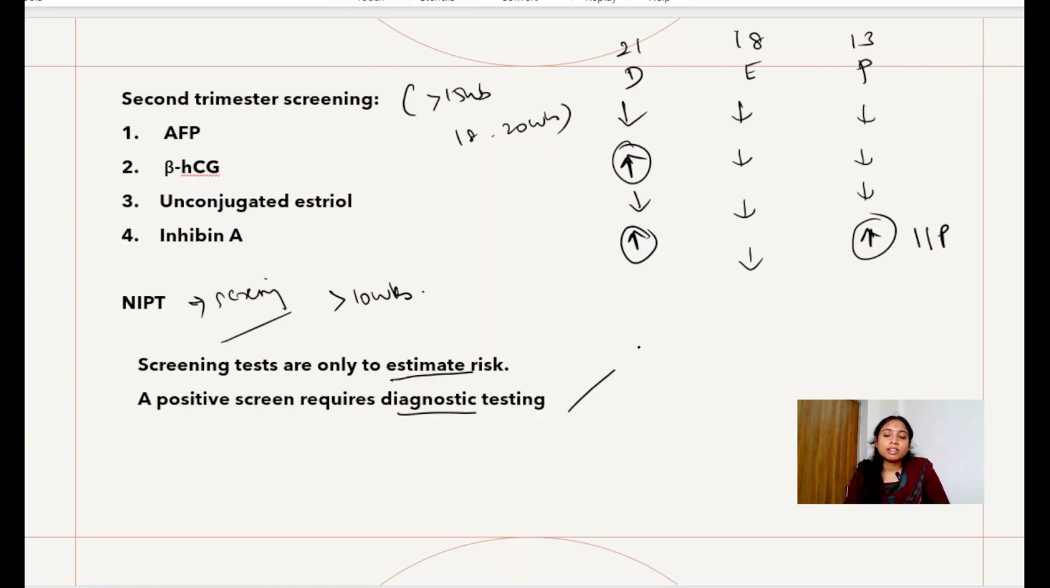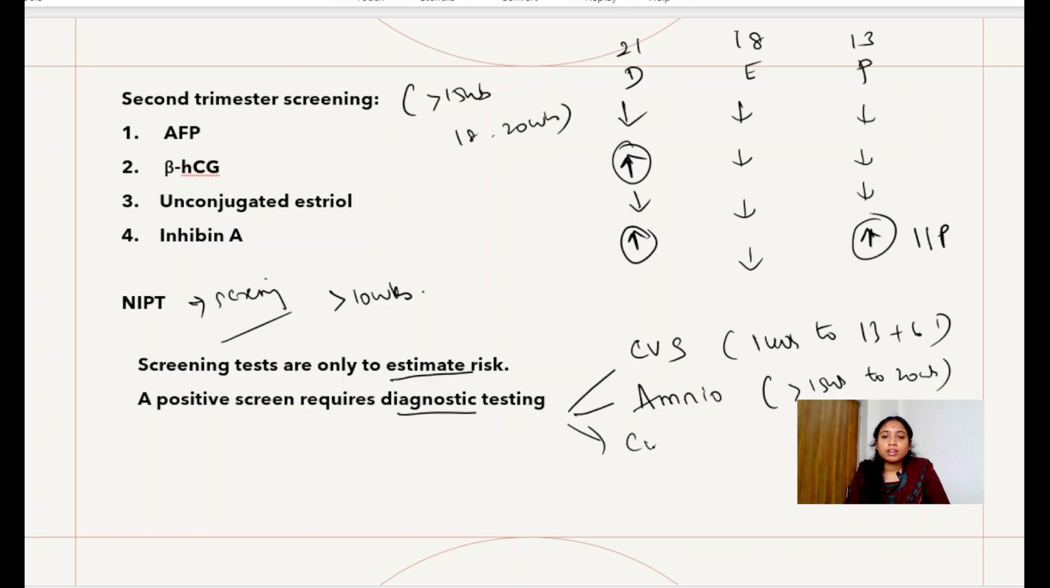In diagnostic tests, first is chorionic villi sampling. It is usually done between 11 weeks to 13 weeks plus 6 days. Next, amniocentesis. Amniocentesis is usually done from 15 weeks to 20 weeks. Next, cordocentesis. Cordocentesis is usually done after 18 weeks. Cordocentesis is associated with more fetal loss, so we are not routinely practicing it.